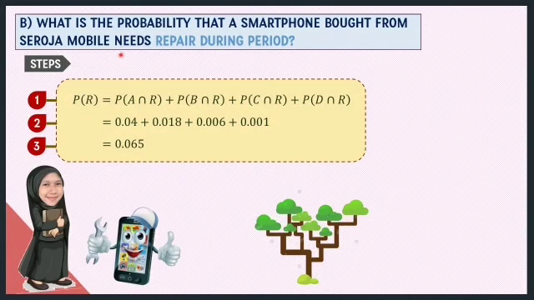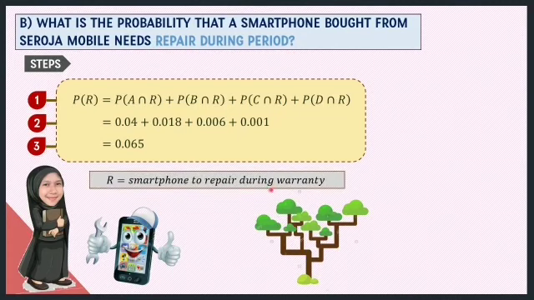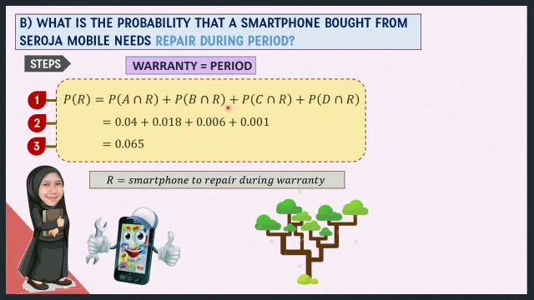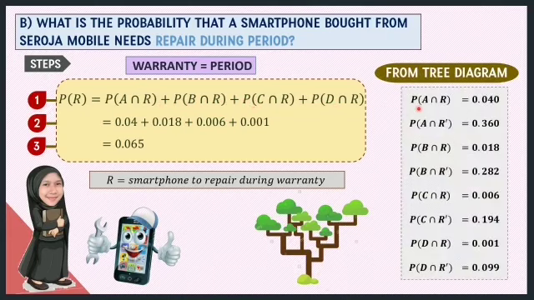Now, for this question, we have to find the probability that a smartphone bought from Saroja Mobiles needs repair during the warranty period. From the previous tree diagram, we already represent R as a smartphone to repair during warranty. Warranty and period are the same thing. Hopefully, you will not get confused by that. Since this question doesn't ask for which brand, we have to take all the intersections between all brands and the probability of event R occurring, like here, from the previous tree diagram.